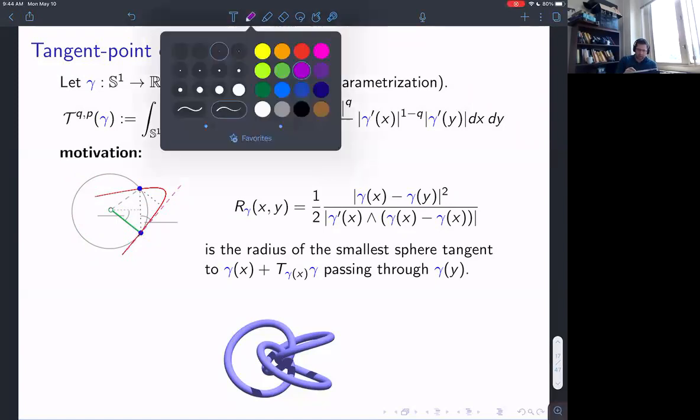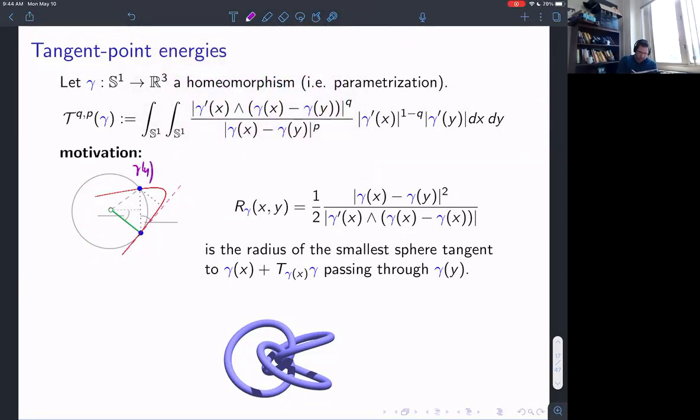So this would be gamma of y, and this here would be gamma of x. You look at all the spheres going through gamma of x, and there may be more than one, but then you take the minimum: the sphere that also goes through the other point, not tangent. You look at the radius of the smallest sphere that you have here. Then you can compute, with some elementary geometry, essentially this formula. That's the formula for this radius in three dimensions: the cross product of gamma prime and whatever comes out here.